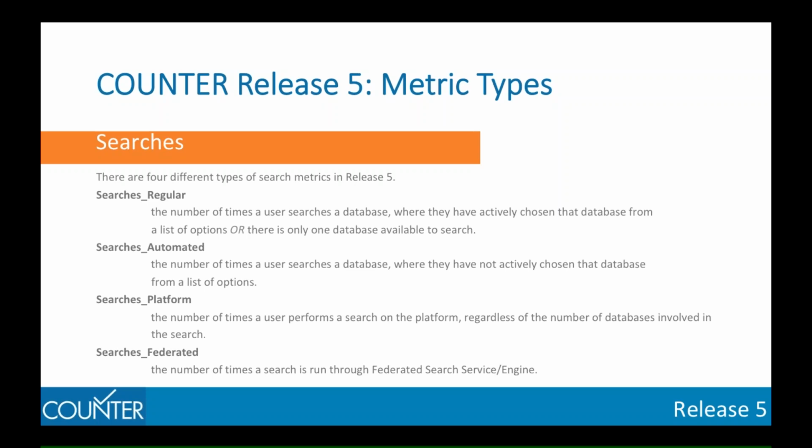Searches regular counts the number of times users search a database where they have actively chosen that database, or there's a single database on the search. On the other hand, searches automated involves multiple databases where the user doesn't actively choose any database. So for example, if your institution has one single database, a search in here will be added into regular. However, if an institution has multiple databases and the user doesn't actively select one database, the search will be counted as automated. So what happens if the user actively chooses a database? Then when you have multiple databases, it should be recorded in searches regular.